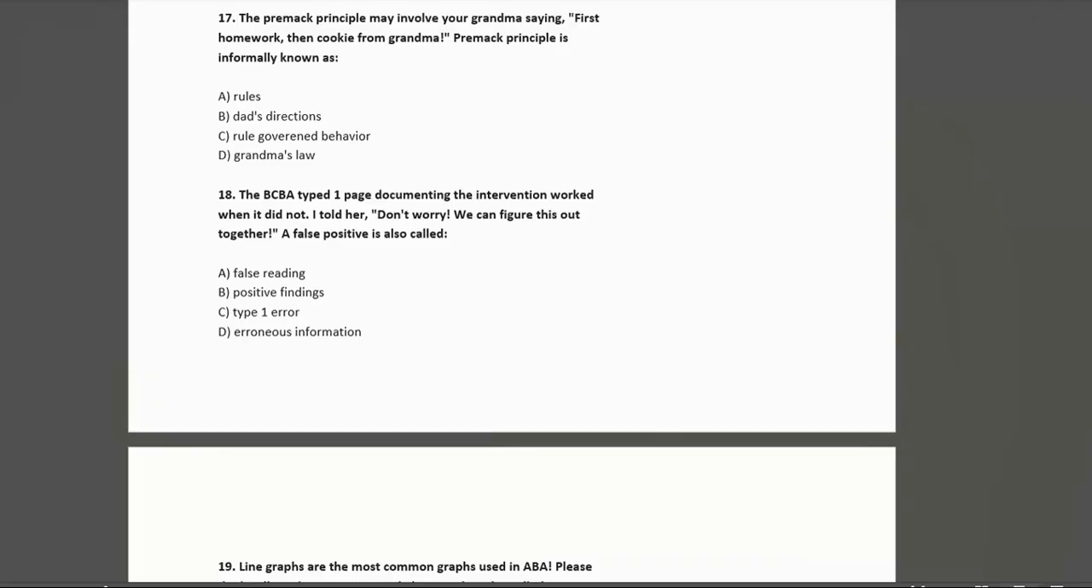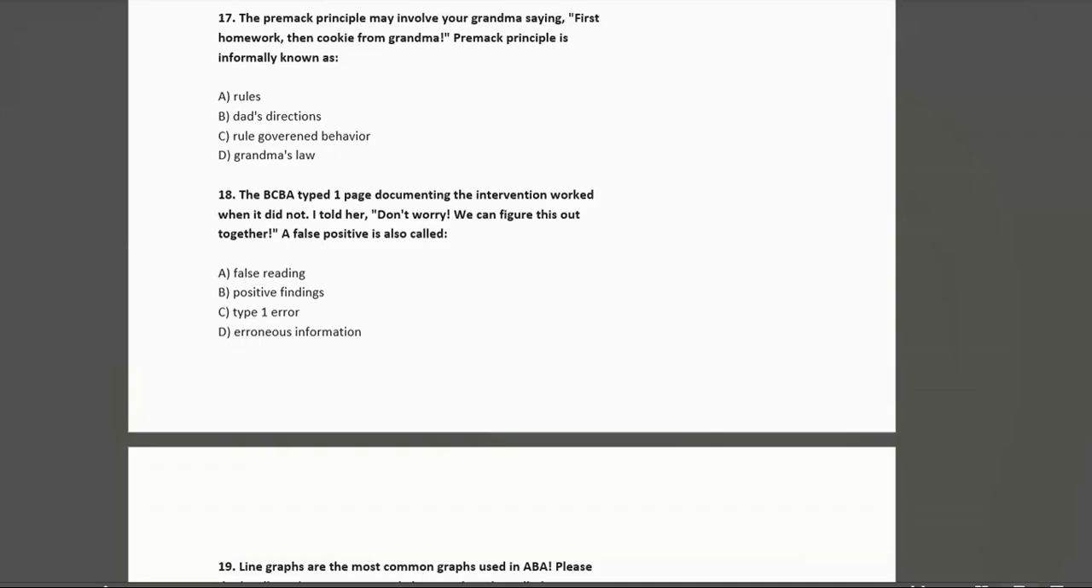The Premack principle may involve your grandma saying, first homework, then cookie from grandma. Premack principle is informally known as... the AKA for Premack principle is, I'm going to say C, rule governed behavior. Grandma's law. It's grandma's law, really? Yes, that's the AKA. The AKA for Premack principle is grandma's law.